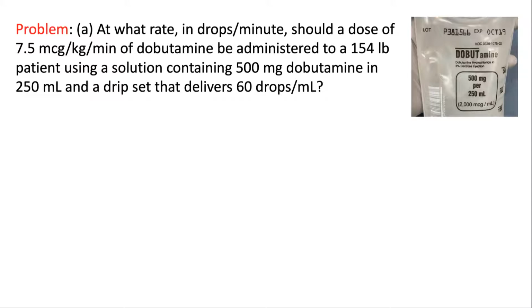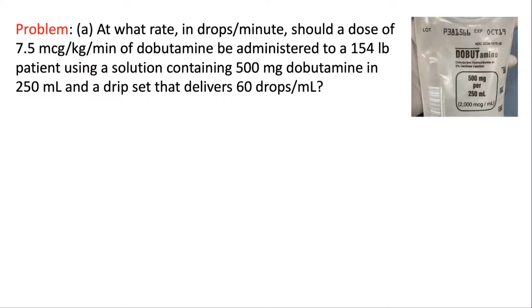It says, at what rate in drops per minute should a dose of 7.5 microgram per kilogram per minute of dobutamine be administered to a 154-pound patient using a solution that contains 500 milligrams of dobutamine in 250 milliliters and using an IV drip set that delivers 60 drops per milliliter. And again, I really like this question because this is a very straightforward, typical dosing question.